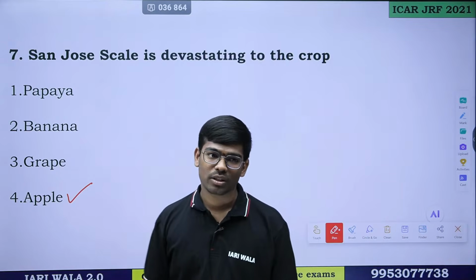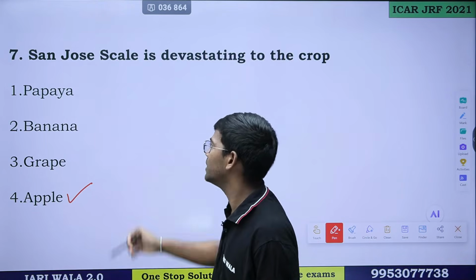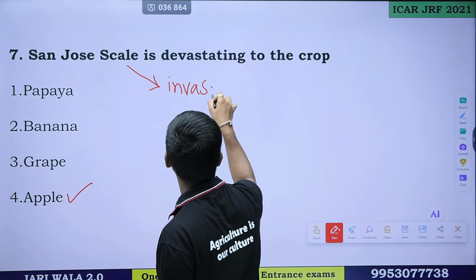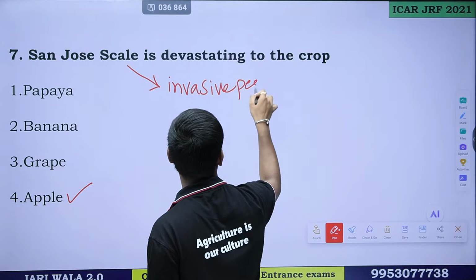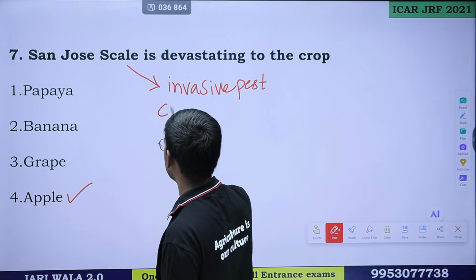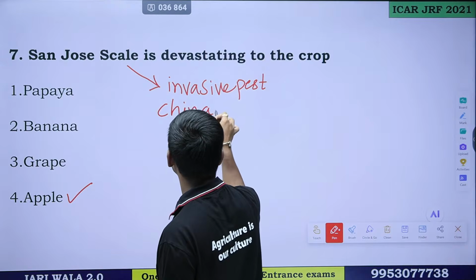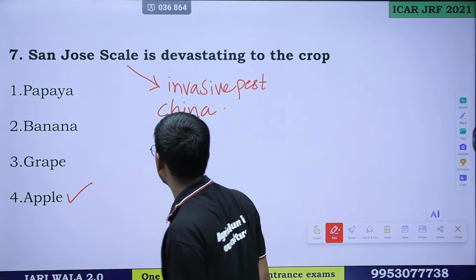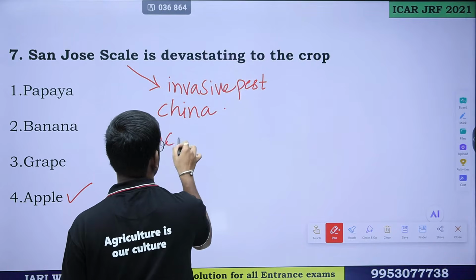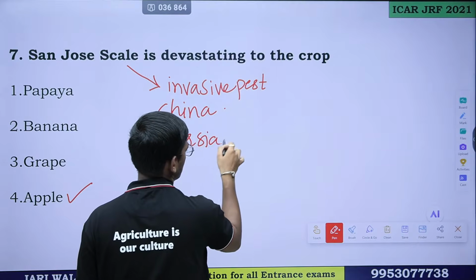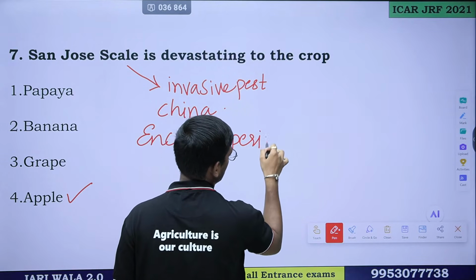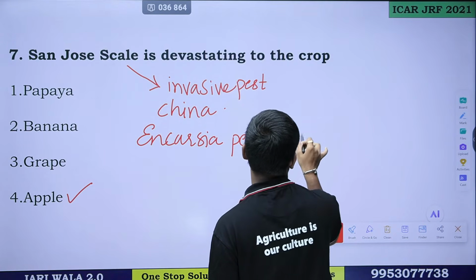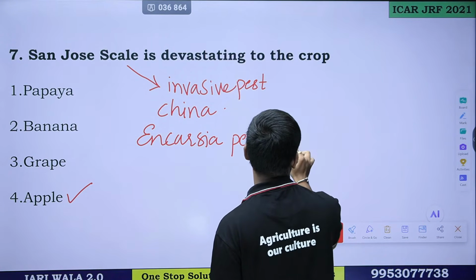So San Jose scale, here one more point we should recall is San Jose scale is an invasive pest and it is introduced from China. Okay, and it is having one biological control agent, Rhinocyllus. Okay.